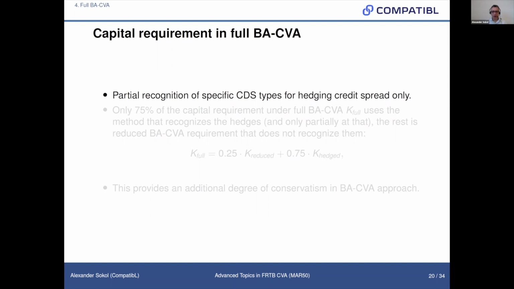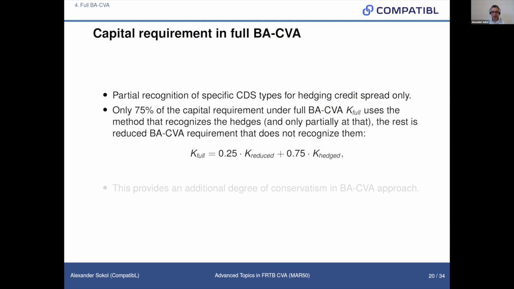But in full BA-CVA, you're only recognizing the hedges of the credit spread and only a particular kind, and also not completely. So actually, there are multiple lines of defense here in terms of how conservative it is. So first of all, full CVA is only 75% hedged capital requirement.